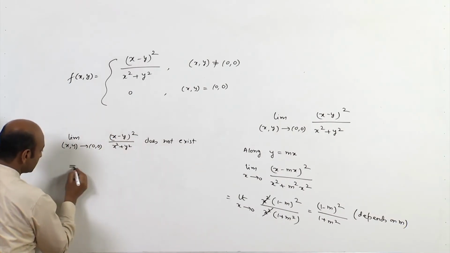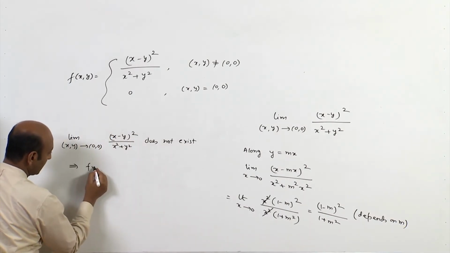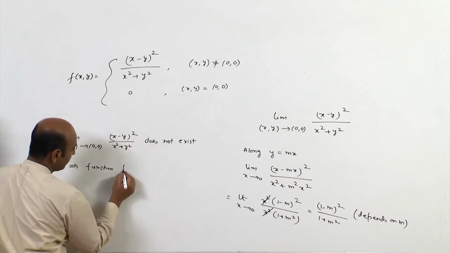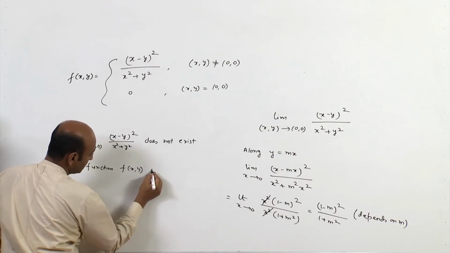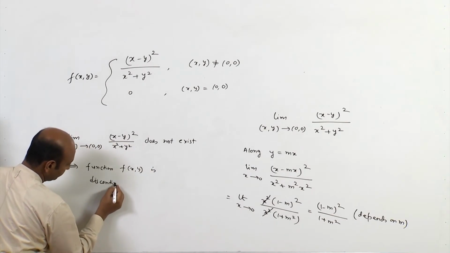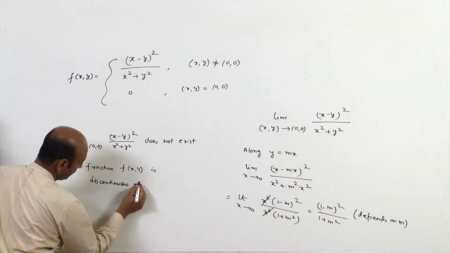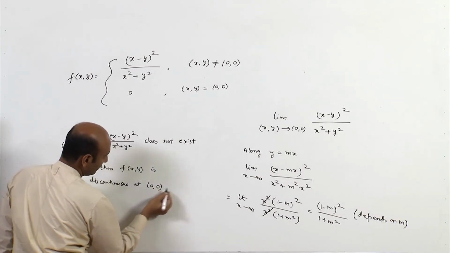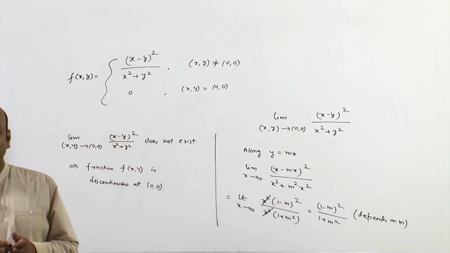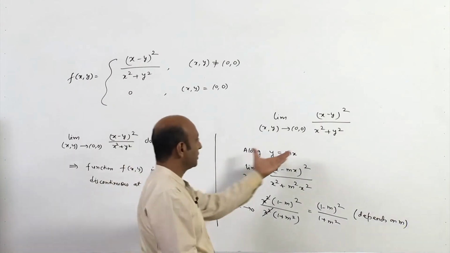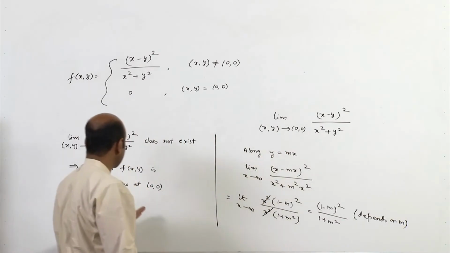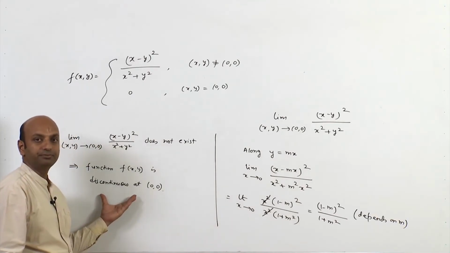This implies the function f(x,y) is discontinuous at the origin, because the double limit at (0,0) does not exist. So we cannot talk about the continuity. So definitely the function is discontinuous at (0,0).